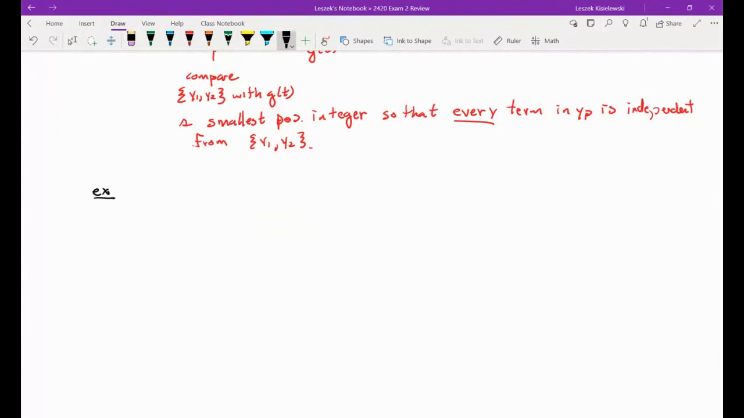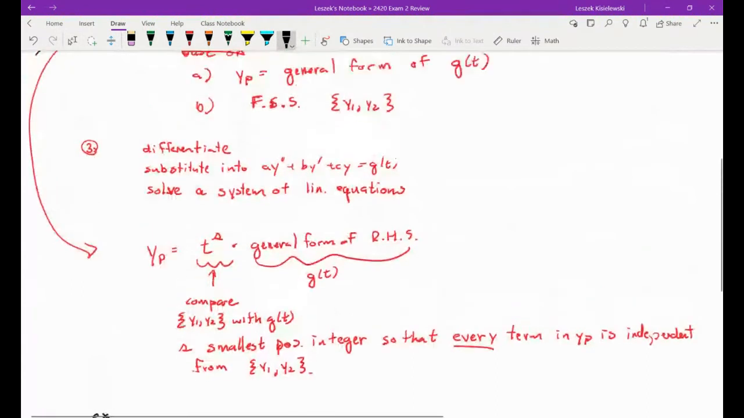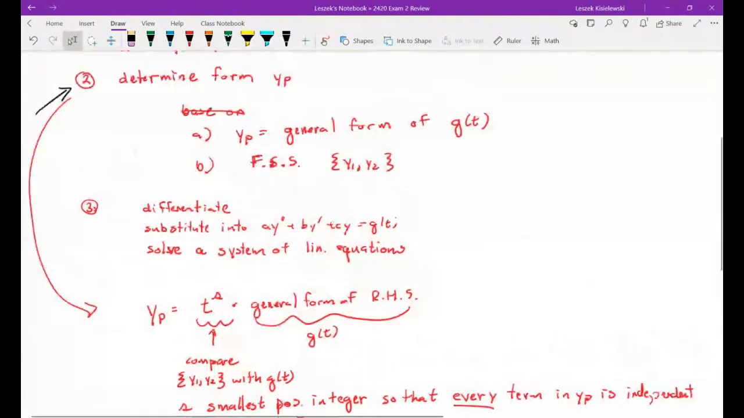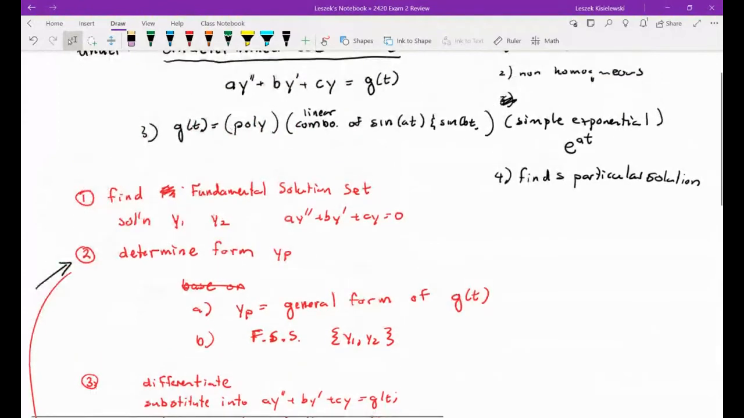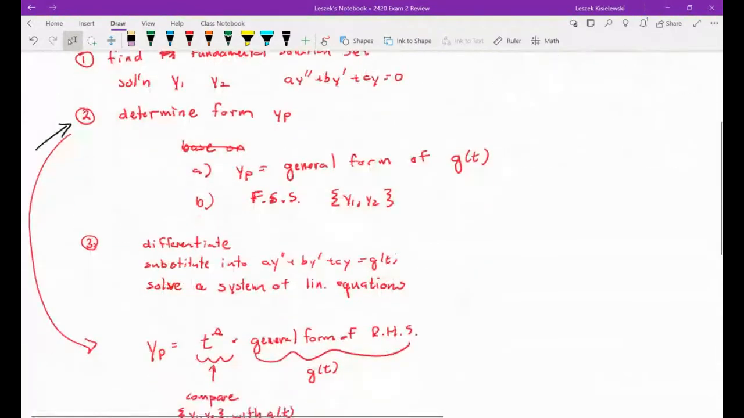yp prime and yp double prime? Alex, I don't understand the question. Maybe I lost the context. Well, we'll figure it out.